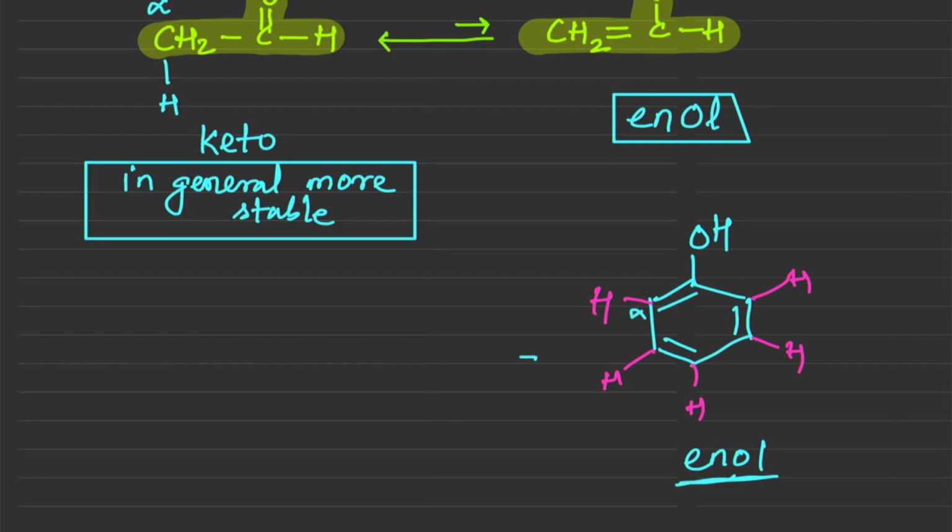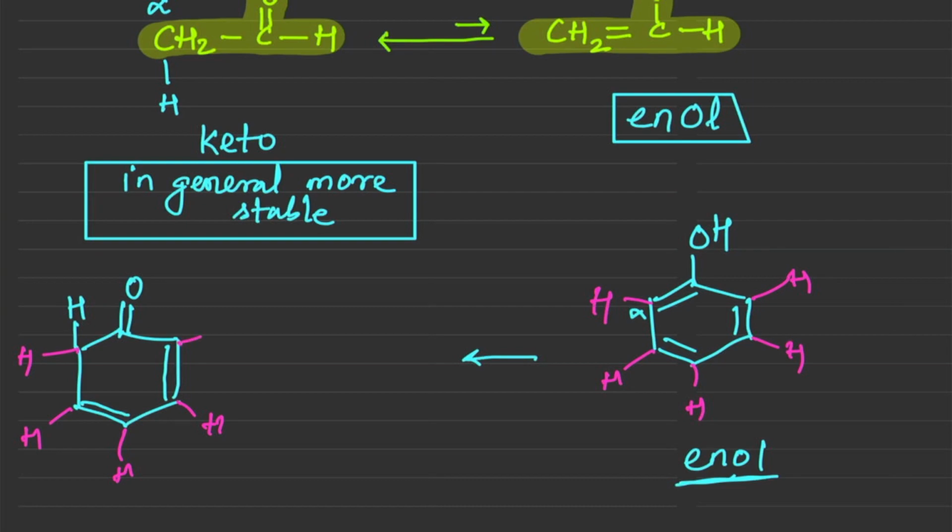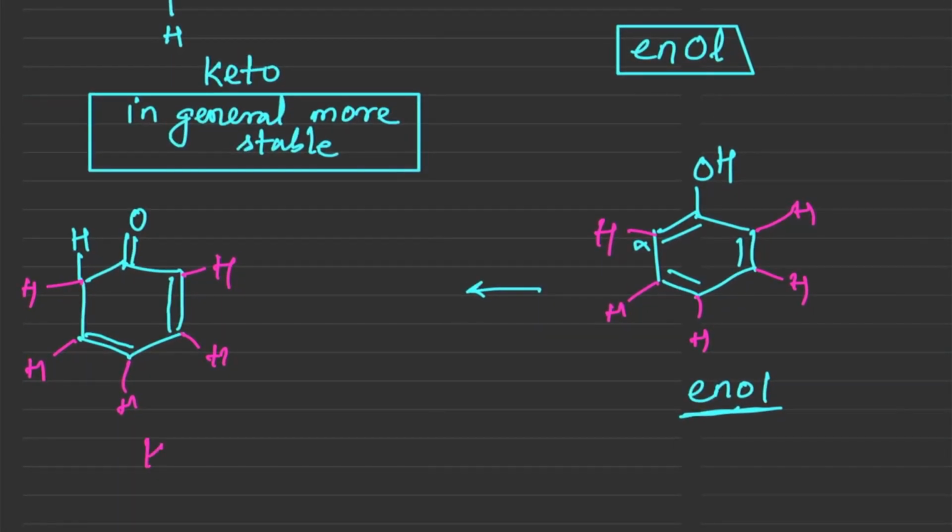What would be the corresponding keto version of this molecule? The corresponding keto version would be where the hydrogen from OH moves to the alpha carbon atom, and the double bond moves to the CO bond. And now you have the blue hydrogen there, and the red hydrogen is already there. So this is the keto version of the same compound.